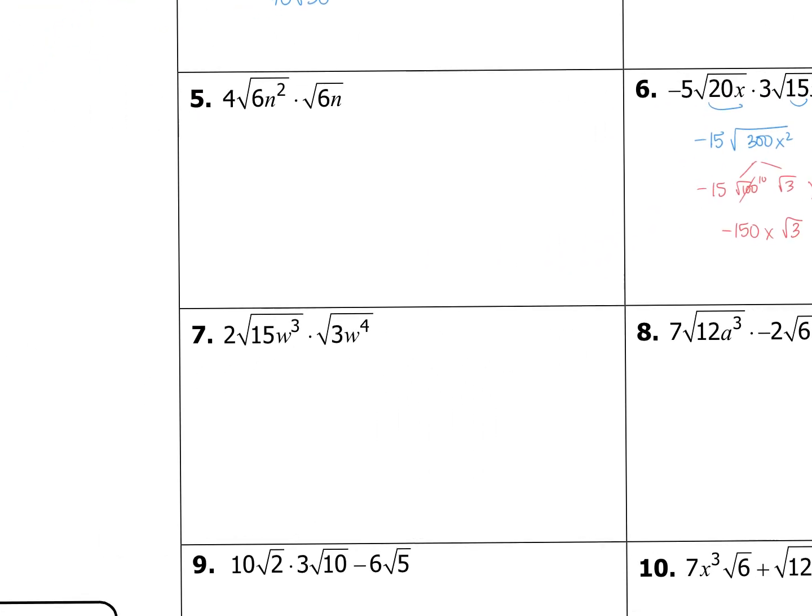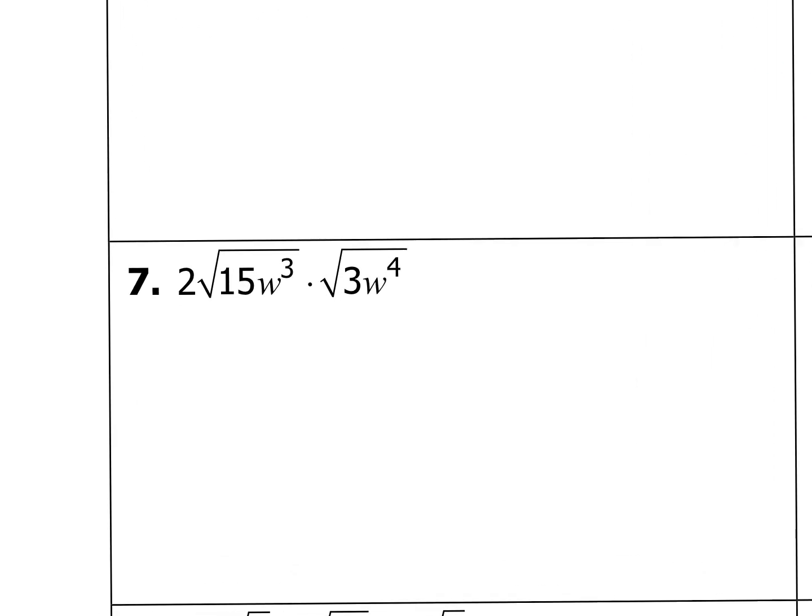All right, we do number 7. There's nothing in front of square root of 3 w to the power of 4, so this is 1. So 2 times 1 will be 2. Square root of 45 w to the power of 7. Okay. All right, we're going to break down square root of 45. It will be square root 9 times square root 5, because 9 times 5 is 45. All right, square root of w to the power of 7.